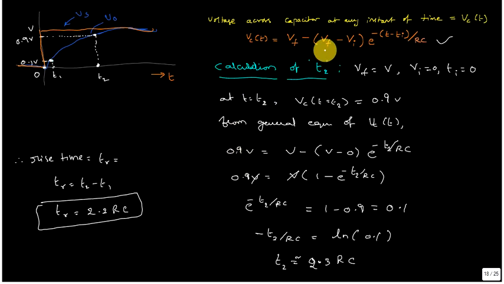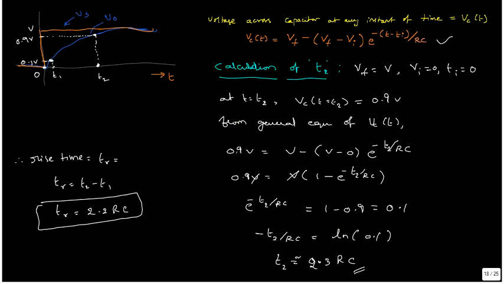Vf is V. V initial is 0. e power, small t should be replaced with T2 and Ti is 0. T2 minus 0 is T2. So minus T2 by RC. So take V common from this expression. If you take V, it cancels. So e power minus T2 by RC will be equal to 0.1. Take natural logarithm on both sides. e will cancel. So from that you can calculate T2. T2 is 2.3 RC.